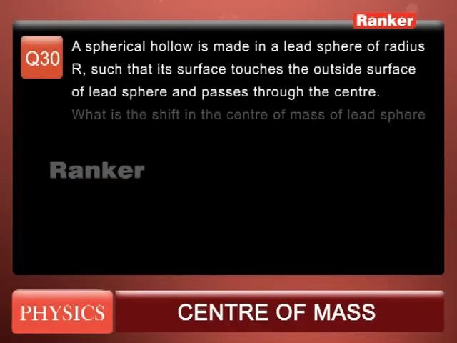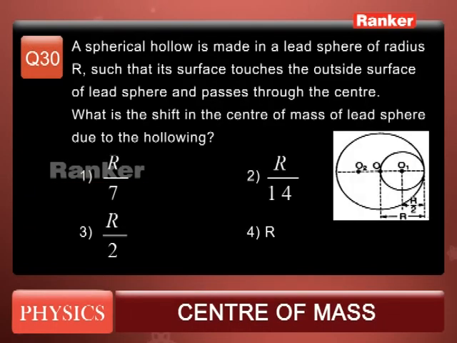Now question number 30. Question is this: a spherical hollow is made in a lead sphere of radius r such that its surface touches the outside surface of the lead sphere and passes through the center. What is the shift in the center of mass of the lead sphere due to the hollowing? First option is r by 7, second option r by 14, third option r by 2, while the fourth option is r.